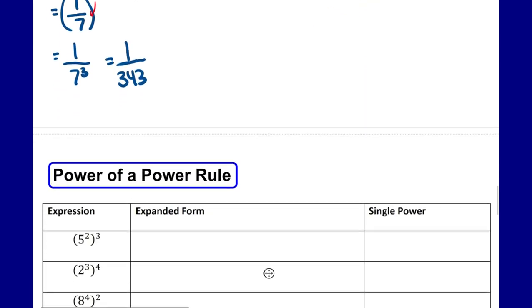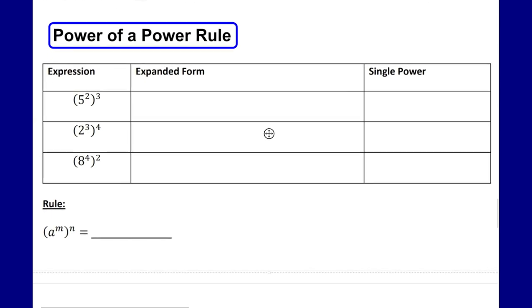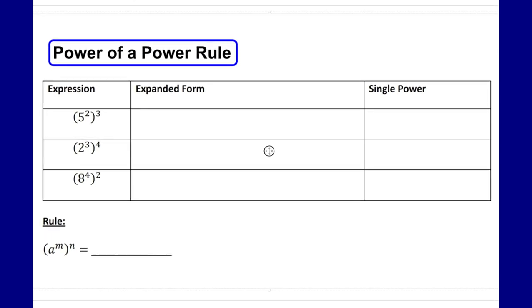The last rule is the power of a power rule. So this is like an exponent on top of an exponent. This one is going to be a little bit different in terms of expanding, but it's the same kind of idea. Here it looks a little different because we only have one kind of power, but this power is raised to another power. So I have 5 to the power of 2, to the power of 3.